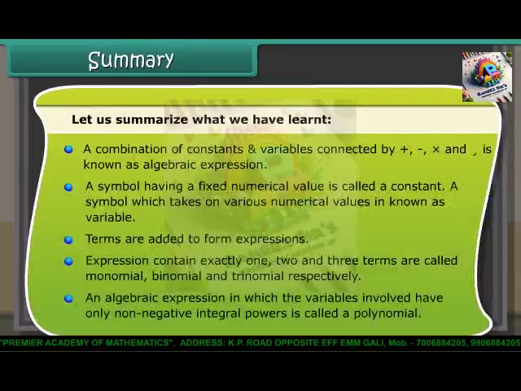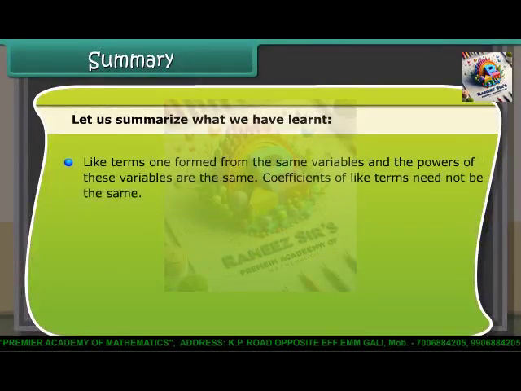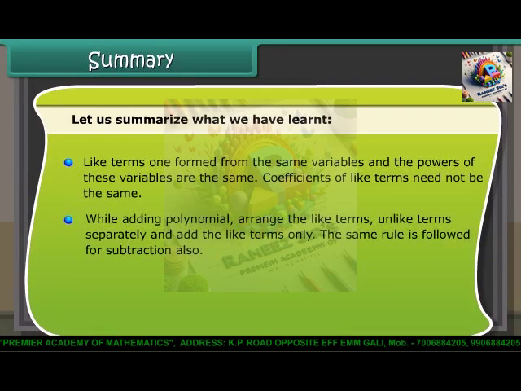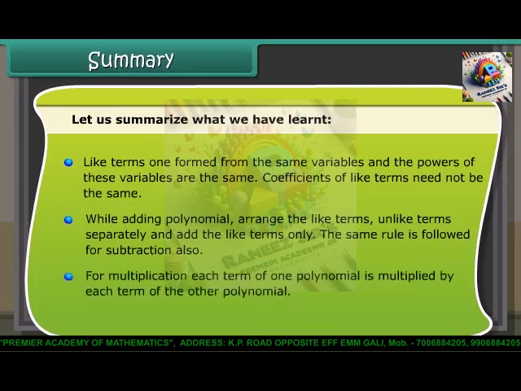An algebraic expression in which the variables involved have only non-negative integral powers is called a polynomial. Like terms are formed from the same variables, and the powers of these variables are the same. Coefficients of like terms need not be the same. While adding polynomials, arrange the like terms and unlike terms separately and add the like terms only. The same rule is followed for subtraction also. For multiplication, each term of one polynomial is multiplied by each term of the other polynomial.